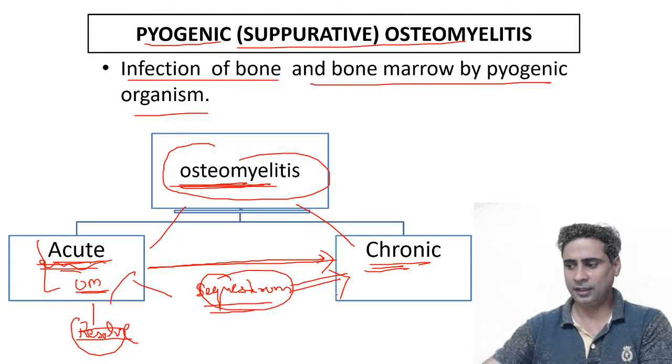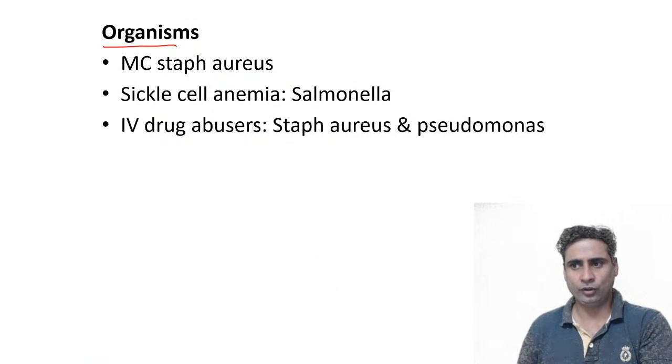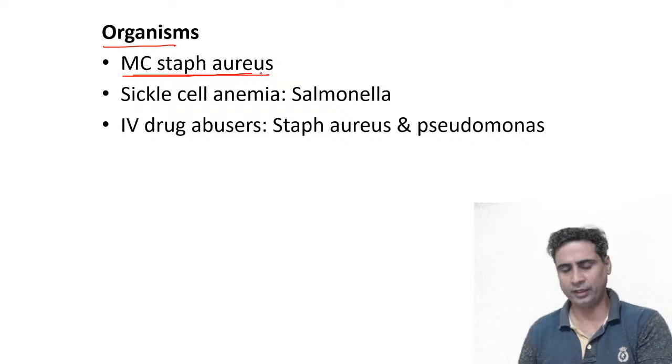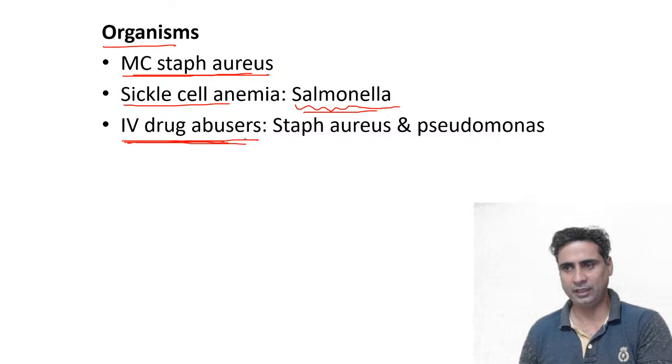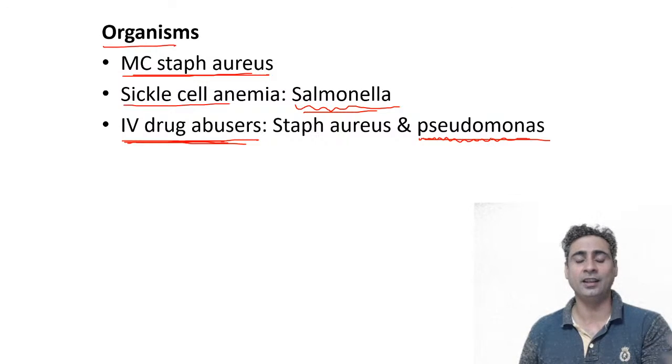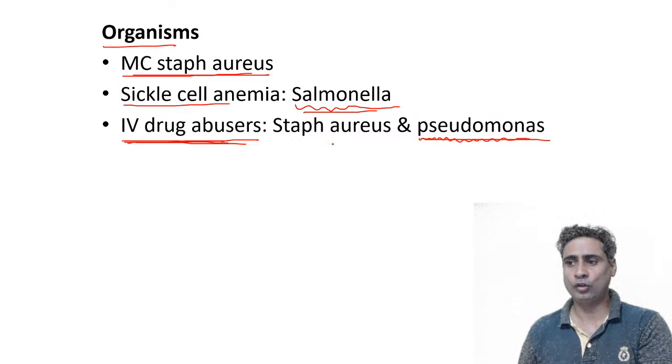Okay, so first we will discuss the various organisms causing pyogenic osteomyelitis. And in orthopedics, all pyogenic infections, barring some specific situations, are most commonly caused by Staphylococcus aureus. In sickle cell anemia, it is the Salmonella which causes most commonly, and in intravenous drug abusers, here it is important, I would like to specifically mention the incidence of Pseudomonas osteomyelitis increases significantly. Still, the most common organism causing osteomyelitis is Staph aureus.